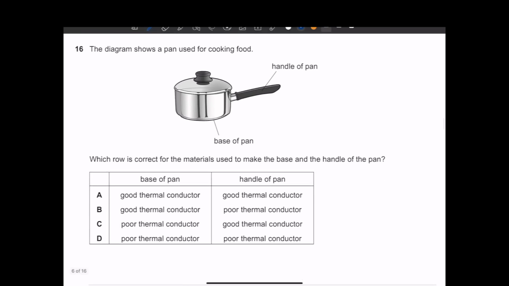In question 16, the diagram shows a pan used for cooking food. The question is, which row is correct for the materials used to make the base and the handle of the pan? Let's see. The base of the pan is supposed to be a good thermal conductor, so I'm going to choose here A or B. A poor thermal conductor here could increase the time of cooking, and this is one of the disadvantages that we need to avoid. In the second column in the table, the handle of the pan is supposed to be a poor thermal conductor, and this is just for safety, to keep your hands safe. So I'm going to choose the words poor thermal conductor for the handle. So the correct answer here is B. That was an easy question.